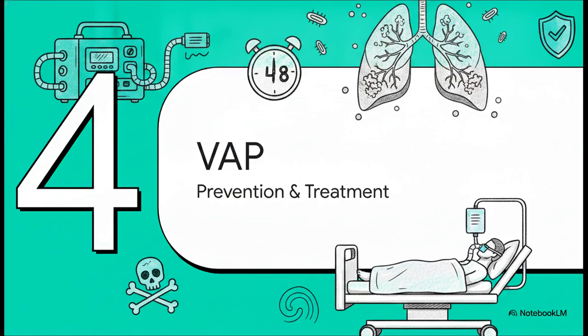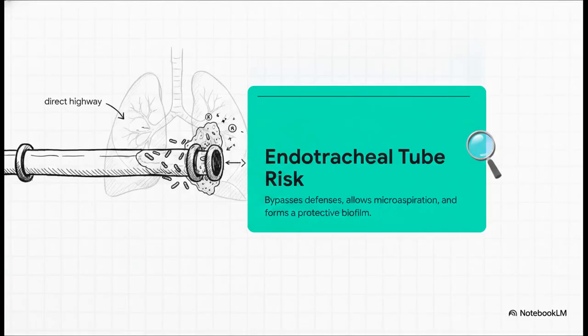That perfectly sets up Section 4, VAP Prevention and Treatment. So, ventilator-associated pneumonia, or VAP, is defined as an onset of pneumonia 48 hours or more after mechanical ventilation. And the single most important risk factor for VAP, it's the endotracheal tube itself. It basically acts as a direct highway right into the lungs, entirely bypassing our natural mechanical defenses. It lets pooled secretions microaspirate right around the cuff.